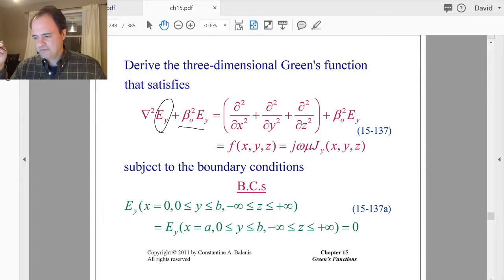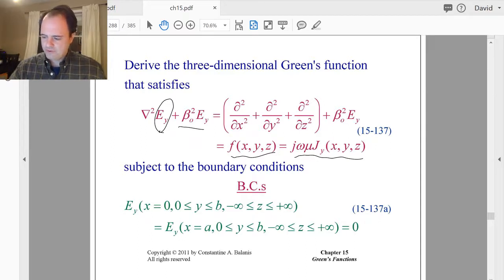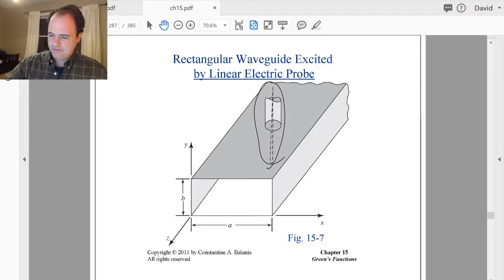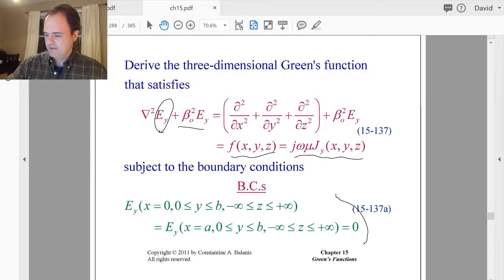For our time harmonic solution, it's excited by this current. So this is the differential equation. And then we have the walls of the cavity that force E of y to be 0 when E of y is tangent to the walls. So at the right and left walls, E of y has to be equal to 0, so that at x equal to 0 and x equal to a, E of y has to be 0.